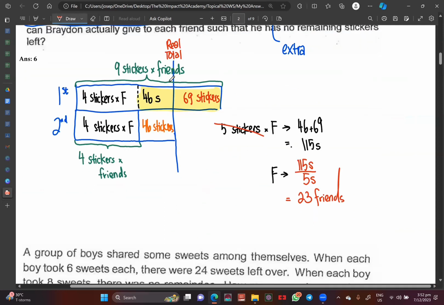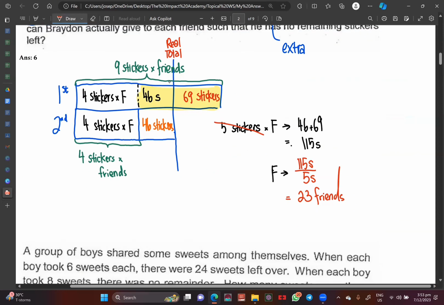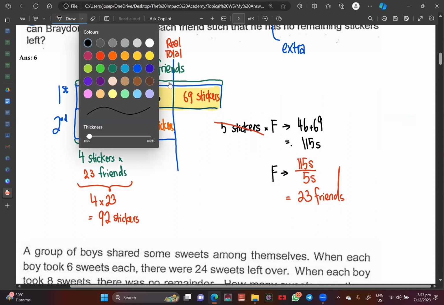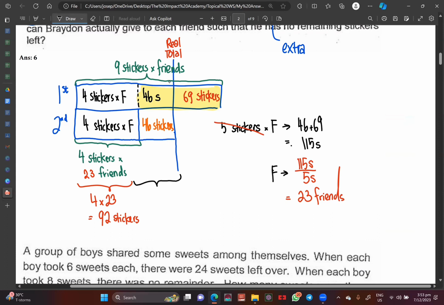So let's see. If I have 23 friends, how many stickers do I have in total? You see, 4 stickers times how many friends now? Now I know it's 23 friends, right? You understand what I'm saying? So this part over here has to be 4 times 23. And that will tell you the number of stickers. Over here, I will have 92 stickers. And of course, whatever that is over here will be 46 stickers.